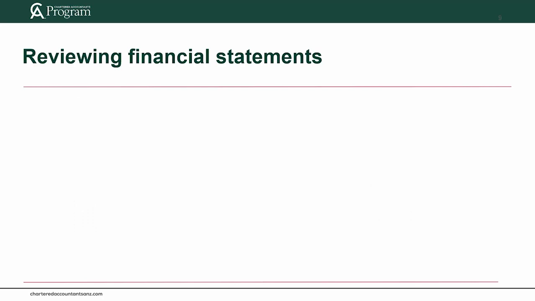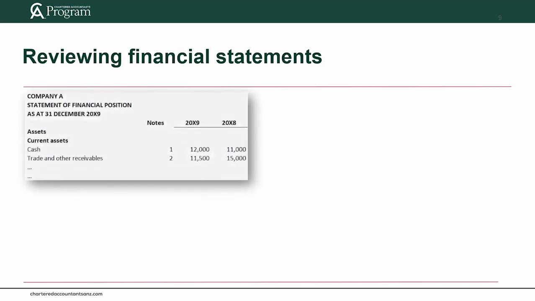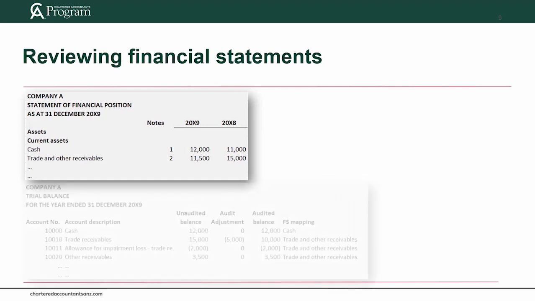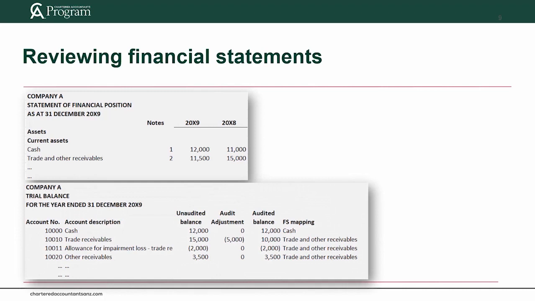Reviewing financial statements is one of the important steps of the audit process, as the auditor ultimately forms an opinion on the financial statements. Using a quick example of a statement of financial position extract, an auditor will generally perform the following. Ensure that audited balances are the ones reflected in the financial statements and are categorized correctly.